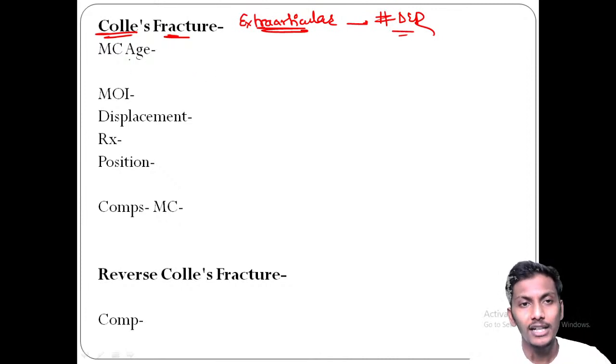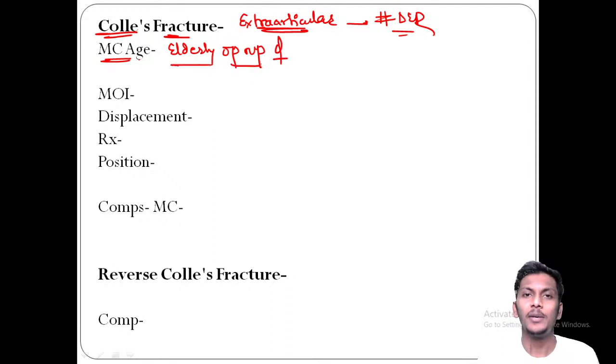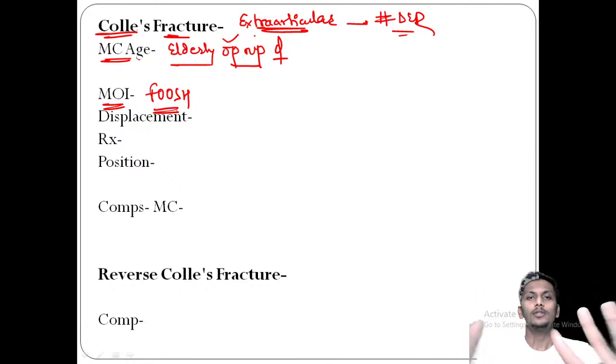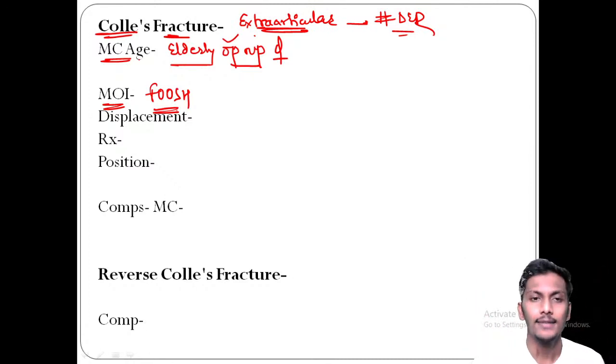It is more commonly seen in which age group? It is more commonly seen in elderly, osteoporotic, menopausal females. After menopause, there is decreased action of estrogen which leads to osteoporosis. So usually in elderly, osteoporotic, menopausal females, we encounter Colles' fracture. What is the mechanism of injury? Mechanism of injury of Colles' fracture is push. What do we mean by push? Fall on an outstretched hand. When a person falls like this, we try to support with our extended hands. That is our push.